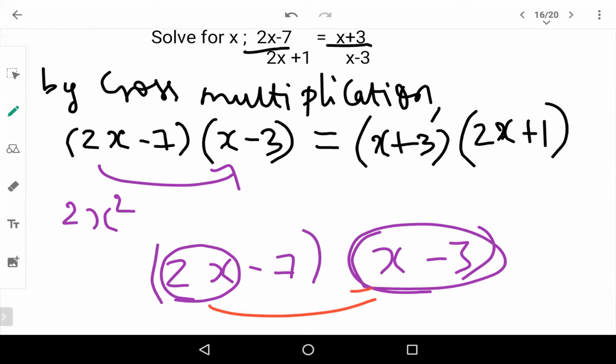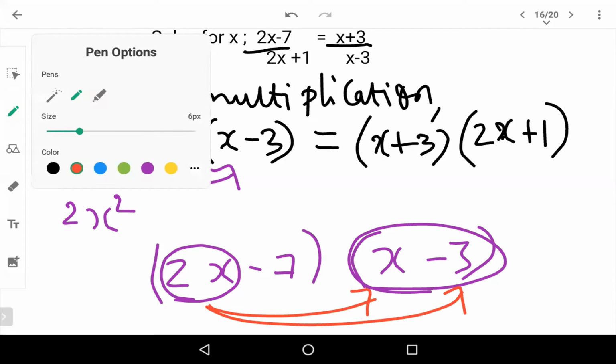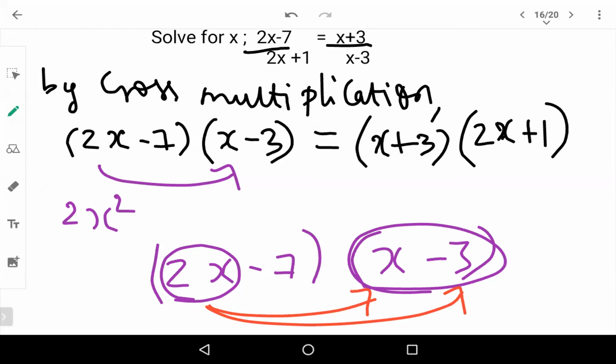2x into x will give me 2x square. Then 2x into minus 3. 2 3s are 6, correct? So 6 and then x. So what will happen here is 2x into minus 3 will give me 2 3s are 6, and this x I will write as it is. Understood? So first you will have to multiply 2x into x. That will give me 2x square.